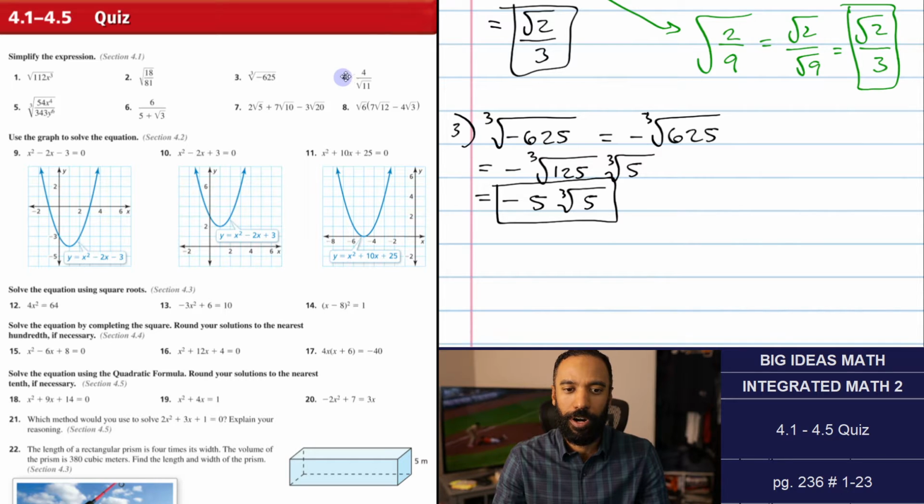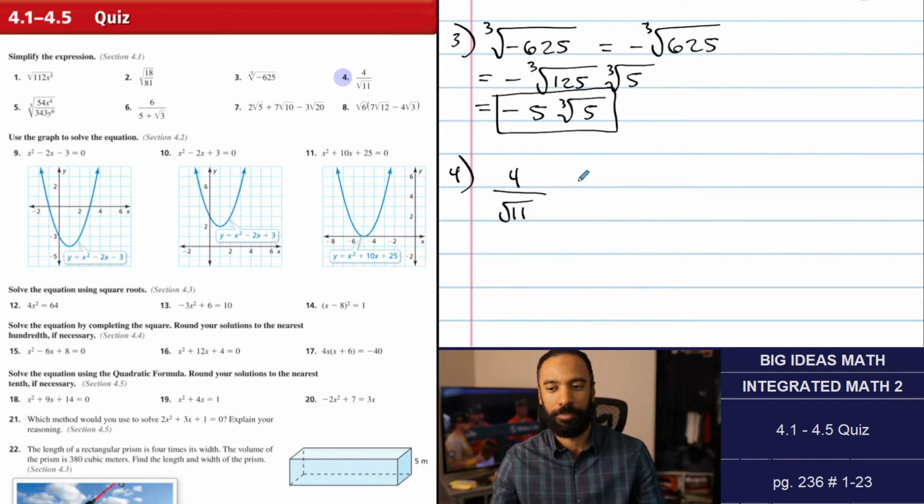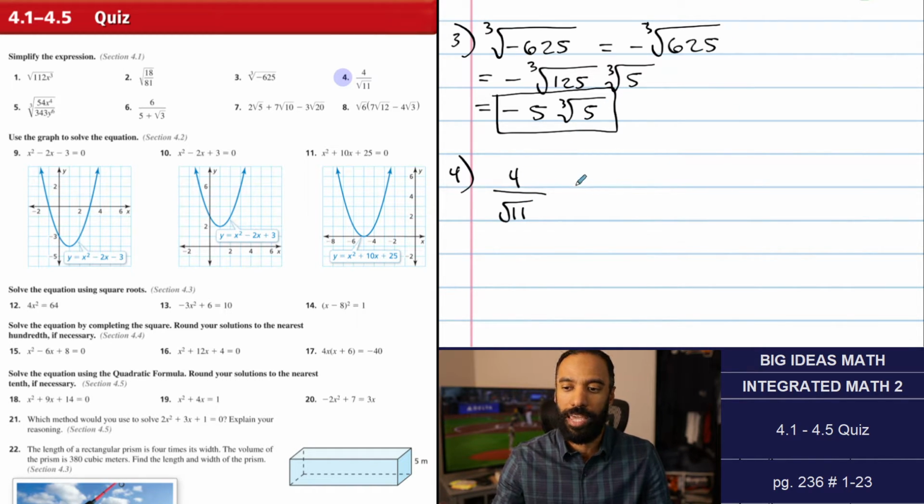Number 4, I have 4 over the square root of 11. Off the bat, you would look at this and state, well, I can't simplify the square root of 11, so I'm done. And if the square root of 11 was in the numerator, you'd be right. You'd be done. There's nothing you could do. But we don't accept, in terms of simplification, irrational denominators. We need a whole number of some sort down there, a whole positive number.